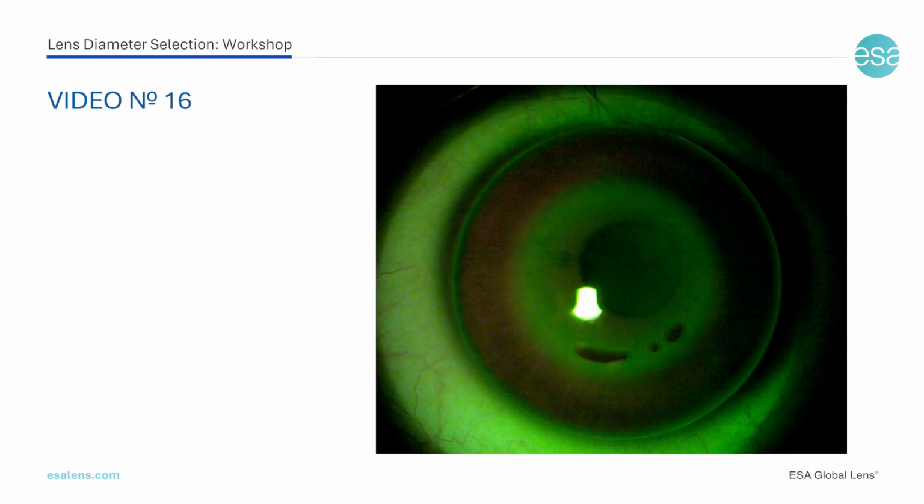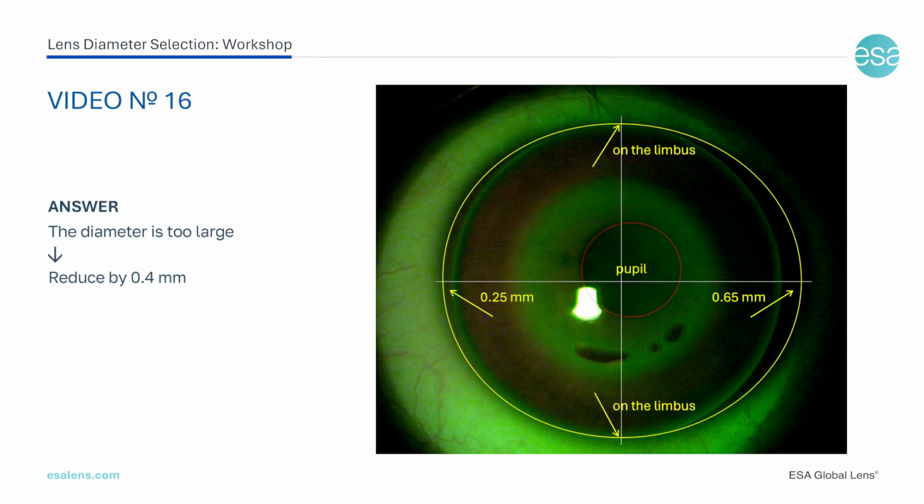What do you think of the diameter of this lens? What is your proposed action? This diameter is significantly too large. Ideally, it should be reduced by 0.4 mm, but this is a complex clinical decision. This cornea is highly elliptical. Vertically, the lens is sitting directly on the limbus at both the top and bottom.